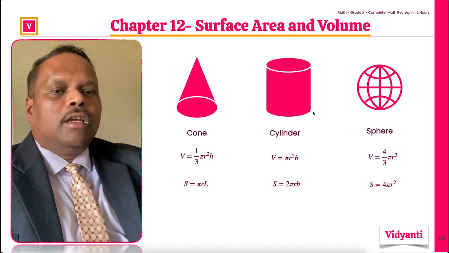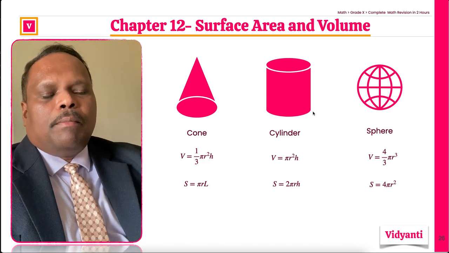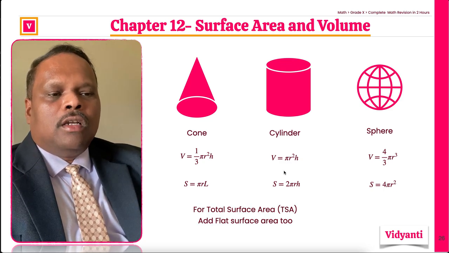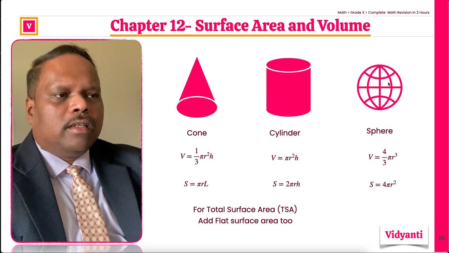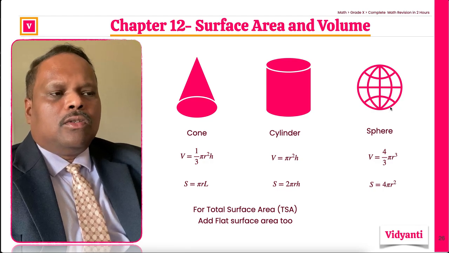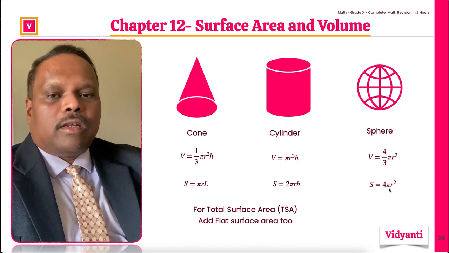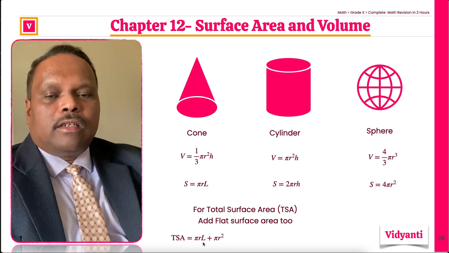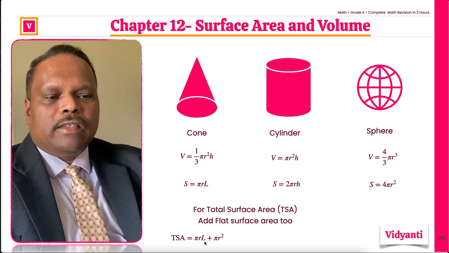There are only 3 solids we are talking about, and if they are asking for the complete surface area, or TSA in short, then you have to add the flat surfaces also. Here there is only one flat surface, in the cylinder you have 2 flat surfaces, and there is no question of a flat surface in a sphere. So for a sphere they cannot ask you total surface area. Whatever surface area you have there is itself the total surface area. However, for the cone, pi r L is the curved surface area and the base is a circle with area pi r square. If you add that to the CSA, you will get the TSA.